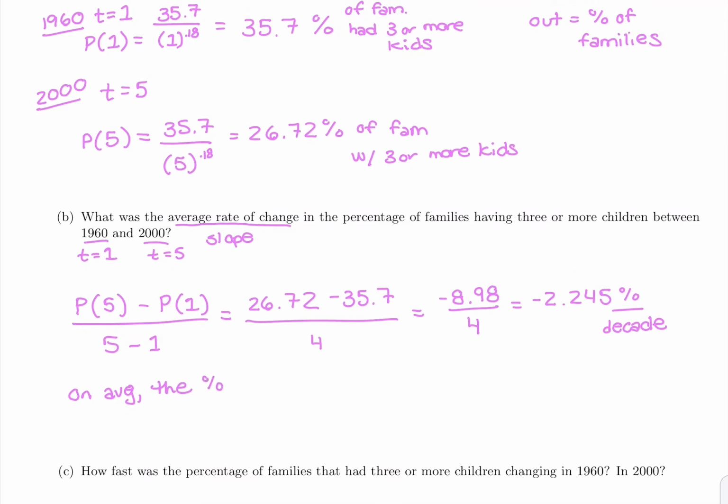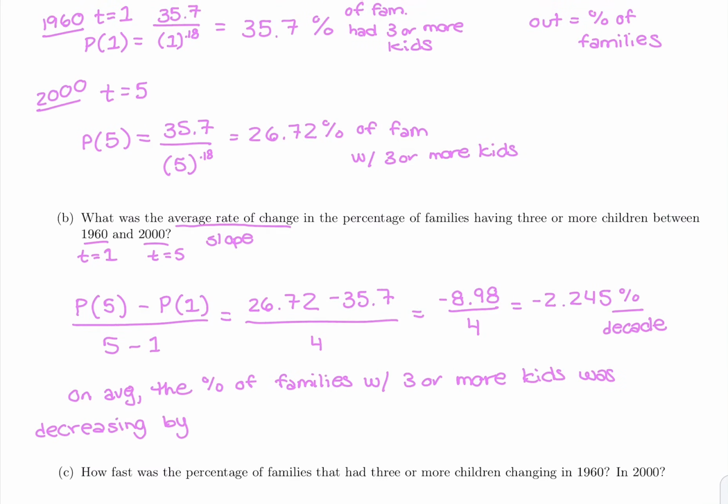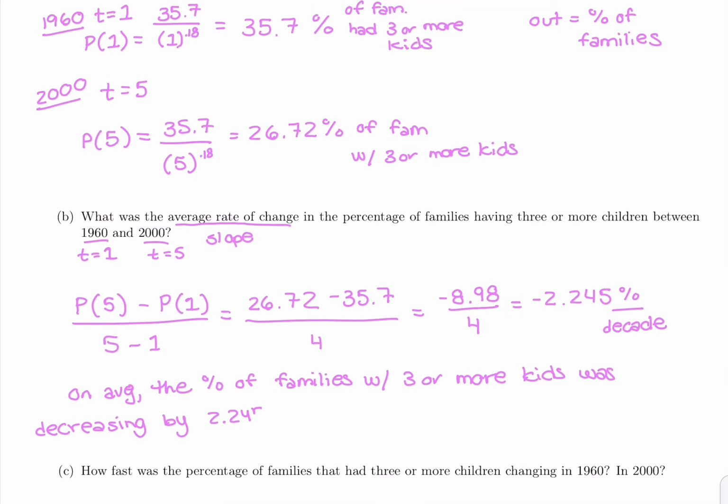the percent of families with 3 or more kids was doing what? Increasing or decreasing if we got a negative slope? Was decreasing by 2.245. Remember, if you say decreasing, you don't write decreasing by a negative. 2 negatives would cancel out and make it a positive. So we're going to say just decreasing by 2.245% per decade, at least between these 2 decades.